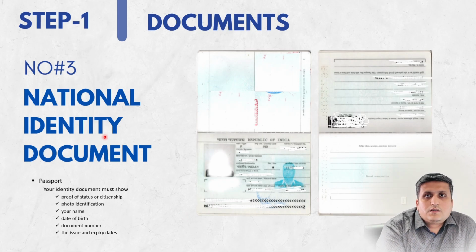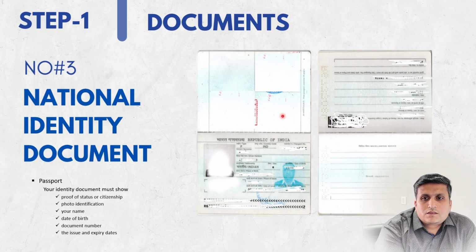The next document is the national identity document. Now here it's not necessary to use the passport, but I believe the passport is one of the best documents that you can use as a national identity document, because it has some criteria. It should have your proof of status or citizenship. So what is your status in the national identity document that you are using? For example, if you are not a Canadian citizen yet, you would have a PR card. So if you have something like that, or it should show your status or citizenship.